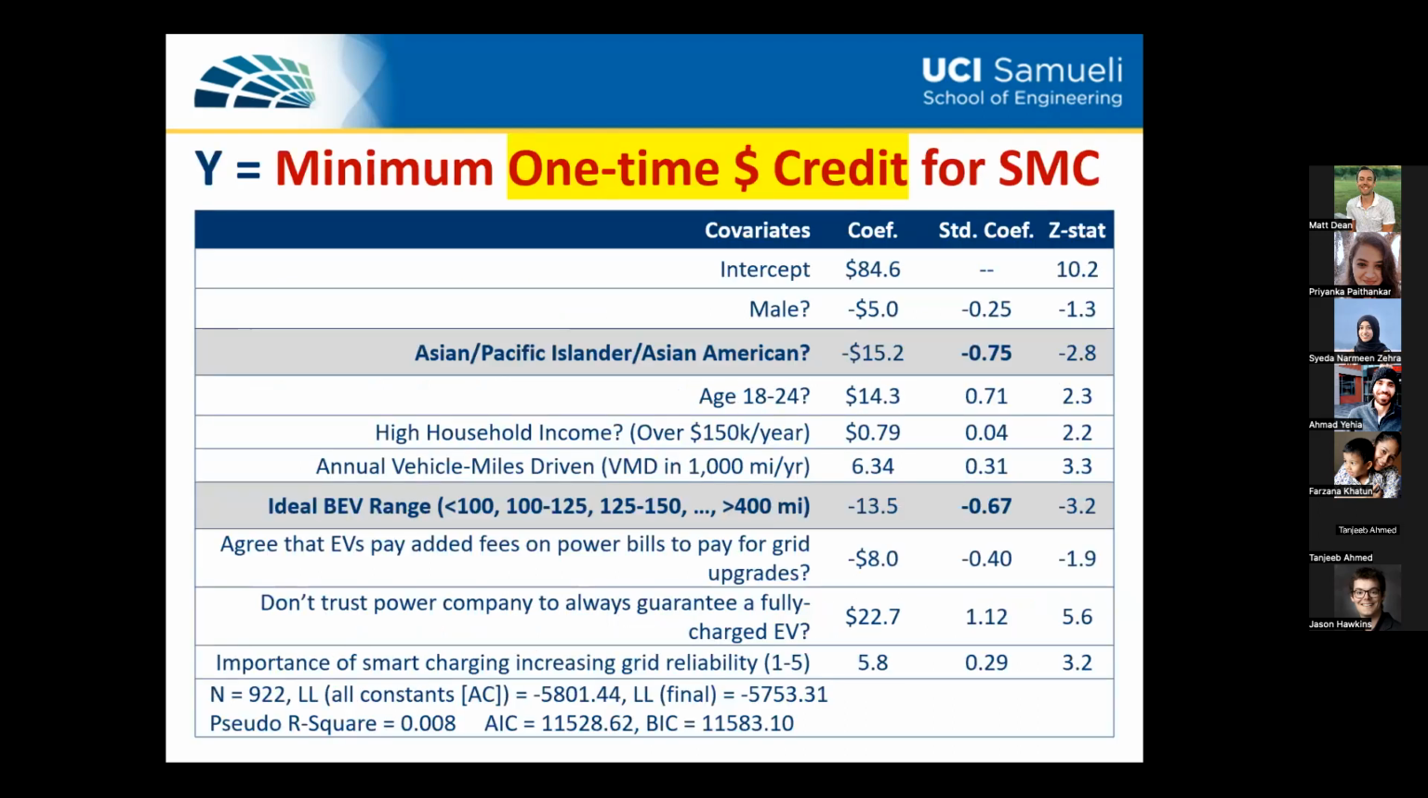For that minimum one-time credit, this table presents results and finds that females who do not identify as Asian or Pacific Islander or Asian American, are between the ages of 18 and 24, and do not trust their power company to always guarantee a fully charged EV, and who perceive smart charging benefits of increased grid reliability as important, are estimated to have higher minimum one-time payments to allow their local power company to modify EV charging. While those who are Asian American males who agree that EV owners should pay higher fees on power bills and are interested in long-range BEVs exclusively place a lower value on those one-time bill payments to permit supplier-managed charging.